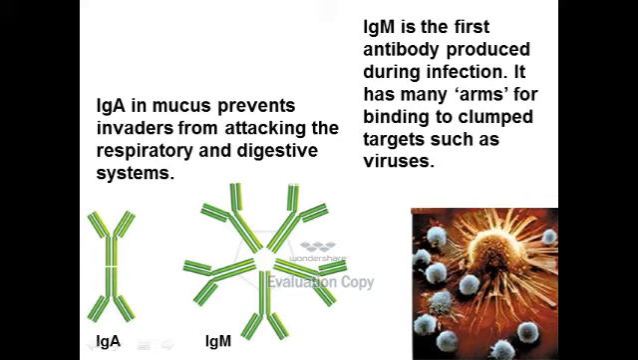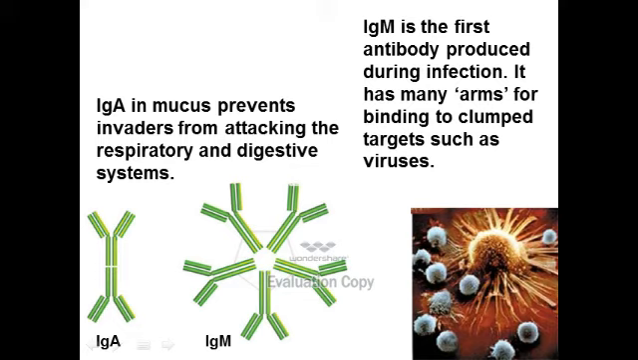Continuing on with the antibody concept, IgA is a type of antibody that we find in mucus, and it prevents invaders from attacking the respiratory and digestive system. So when you have that runny nose, don't reach for that cold medicine. Just enjoy knowing that that mucus is loaded with IgA, and it's destroying viruses by the millions.